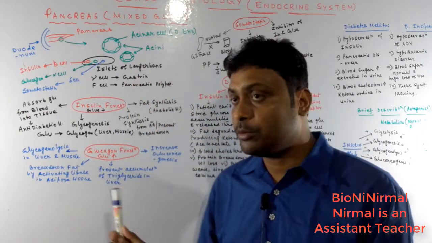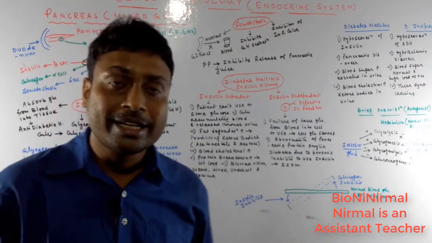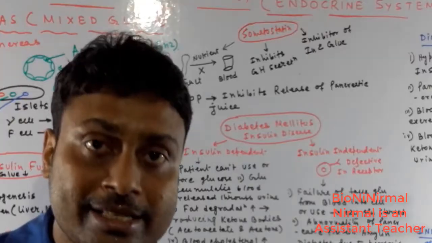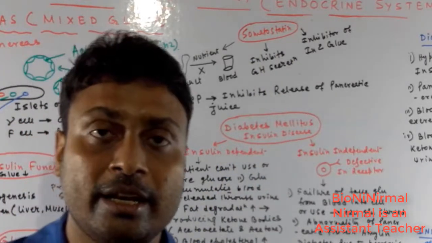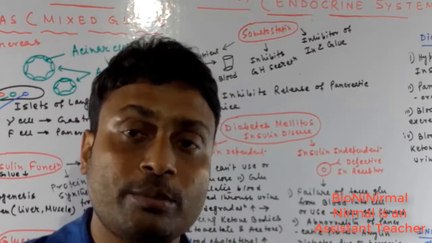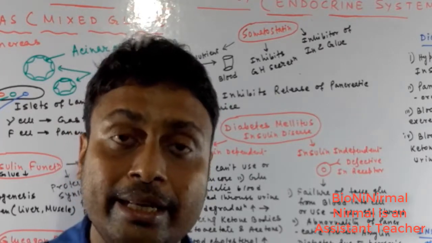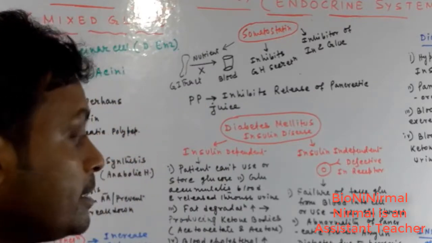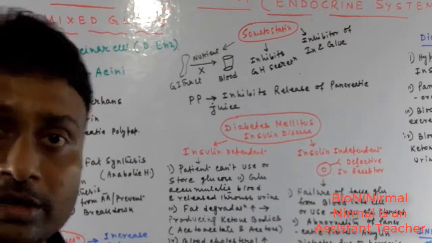Another two kinds of hormones are secreted from the pancreas, and here somatostatin is called the inhibitor hormone, because somatostatin inhibits the growth hormone secretion, and from the adenohypophysis growth hormone is secreted. This actually increases our length, but somatostatin inhibits the growth hormone secretion, and also this is the inhibitor of insulin and glucagon secretion.